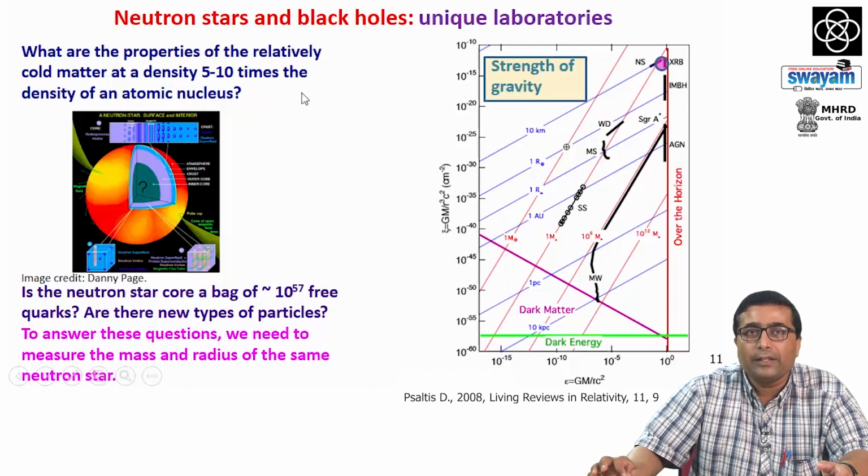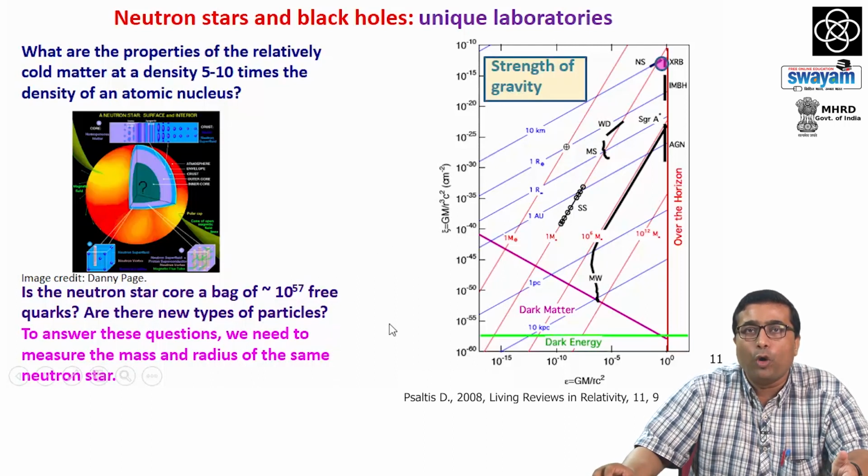We cannot find the answer to this question by doing experiments in terrestrial laboratories, and for answering this fundamental question of physics, we have to observe a neutron star. For example, is the neutron star core a bag of 10 to the power 57 free quarks, or are there new types of particles in the neutron star cores? To answer these questions, we need to measure the mass and radius of the same neutron star.